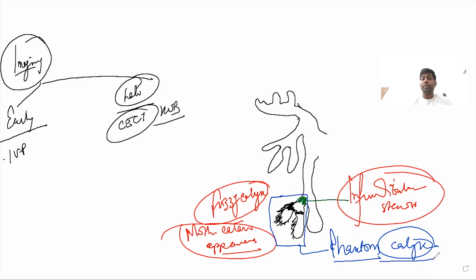So what are the findings? First we get fuzzy calyx, then we get the moth-eaten appearance, it leads to infundibular stenosis, and finally we get phantom calyx. Let us move ahead.